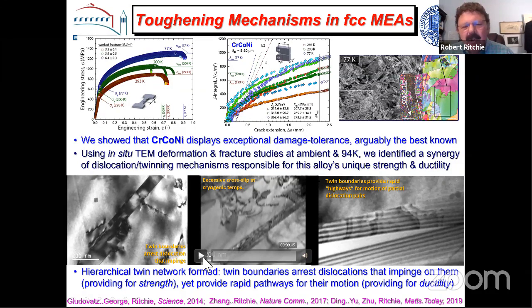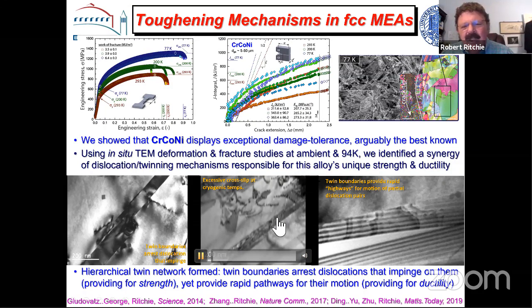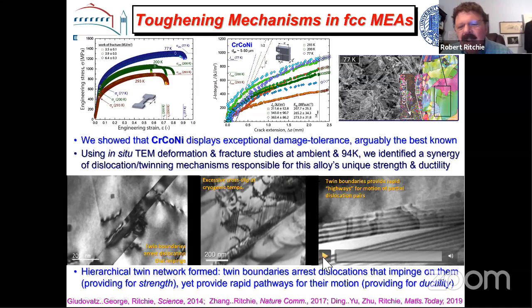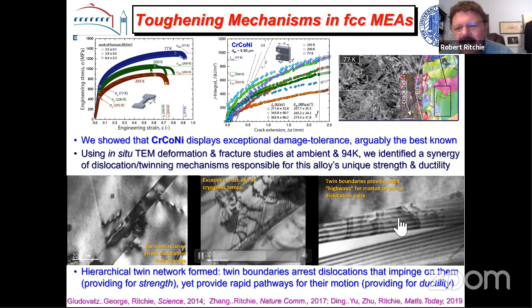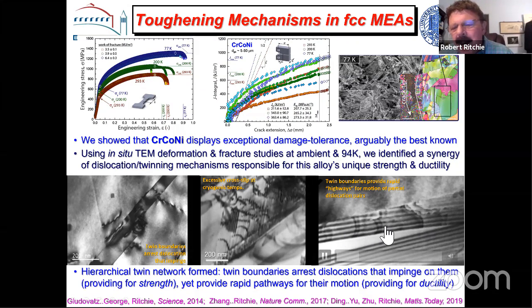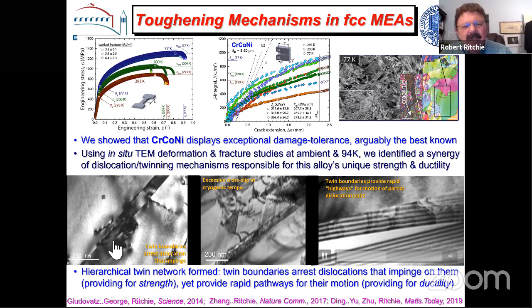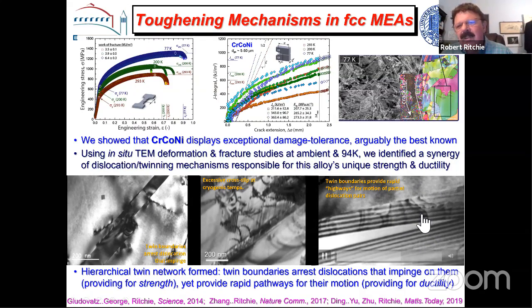But by the same token, we see massive cross slip coming off these boundaries, which provides for ductility. And we see the actual twin boundaries themselves act as pathways for dislocation motion. Again, duality of deformation. These provide strength, these provide ductility.